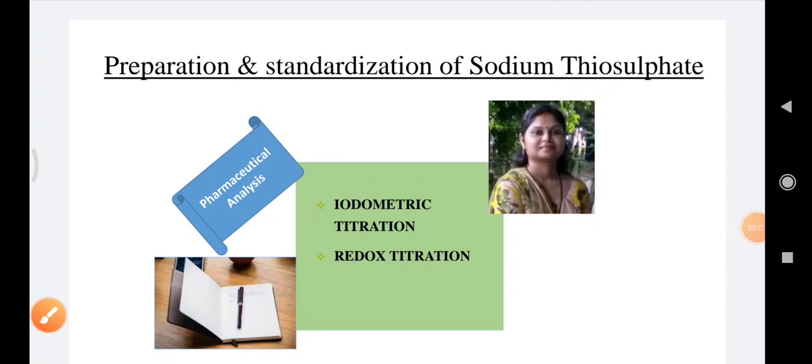Hello everyone, in our practical sessions related to pharmaceutical analysis, today we are going to discuss the preparation and standardization of sodium thiosulphate. In this practical, we will detail the iodometric titration, which is a part of redox titration.